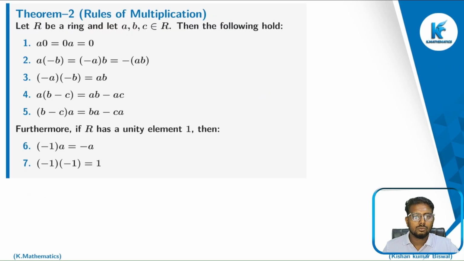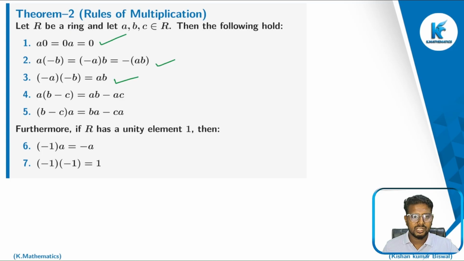In the second theorem, which is rules of multiplication, let R be a ring and a, b and c belong to the ring. Then the following hold. In first property, a into 0 or 0 into a equal to 0. And in second property, a into minus b or minus a into b equal to minus ab. And in third property, minus a into minus b equal to ab.